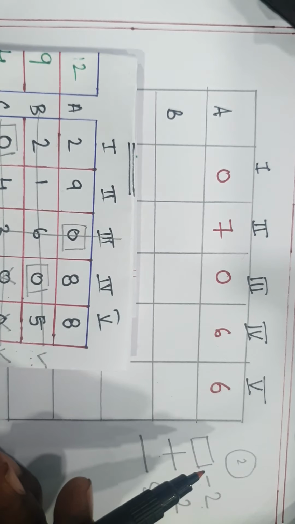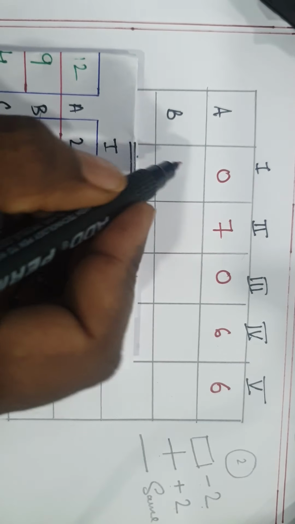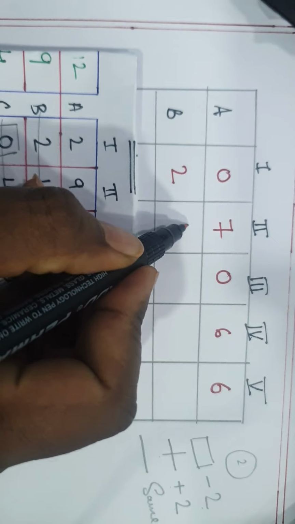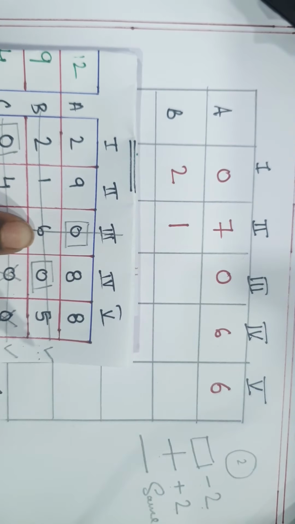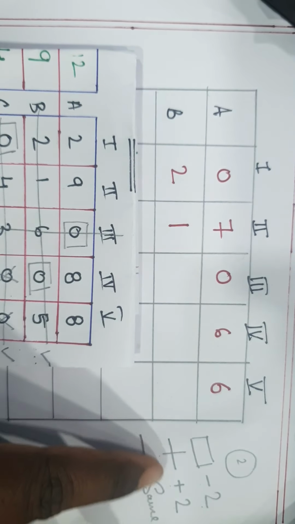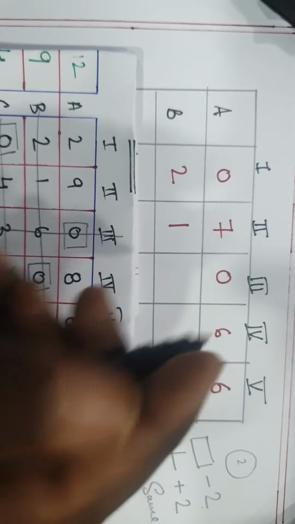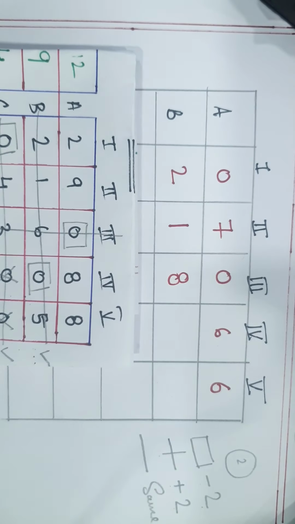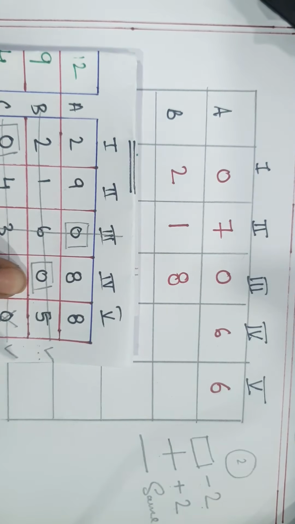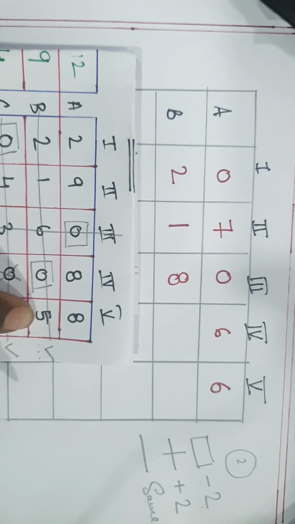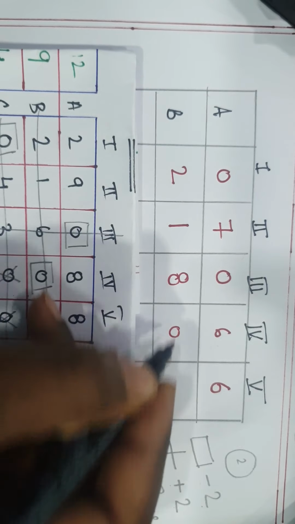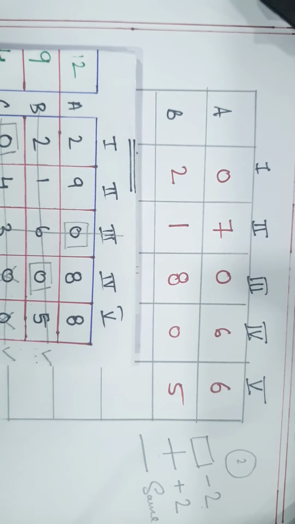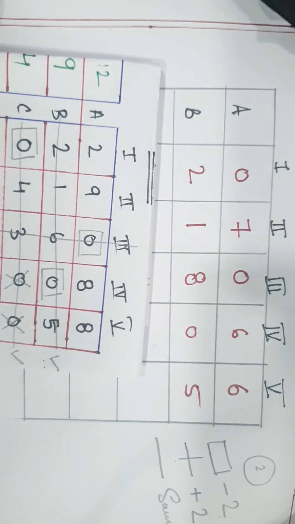Now the next one, B. Here single line is there, as it is. Here double line is there. Wherever you are finding a double line, what you have to do? Plus 2. So this one will become 8, and this one will become 8. Single line, same as it is. So here also same, and this one is also same.